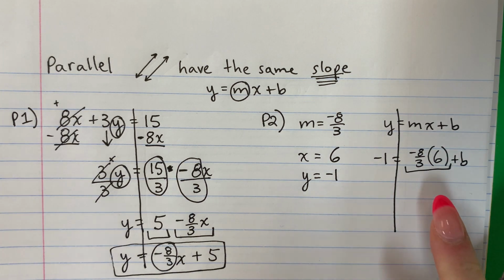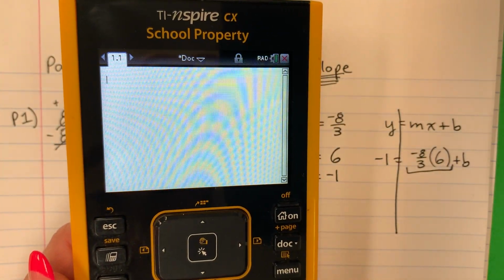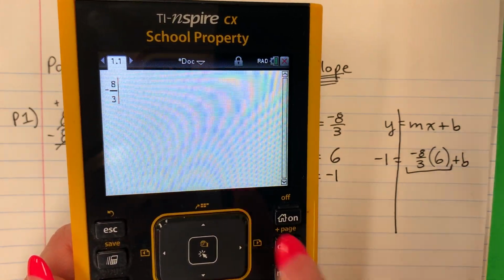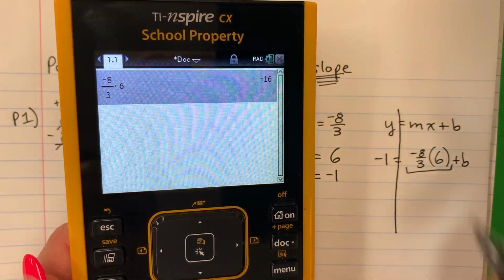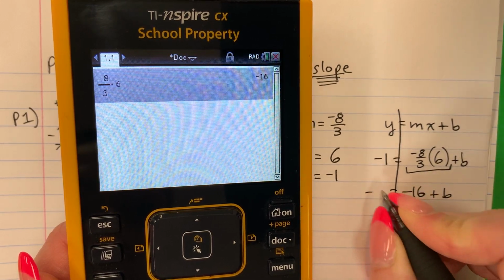Parentheses first. So we're going to go ahead and put that in the calculator. Paréntesis primero. Entonces vamos a poner eso en la calculadora. Negative 8, control, divide 3. Go to the right. Parentheses 6. Parenthesis, enter. It's negative 16. Copy plus b. Copy negative 1.